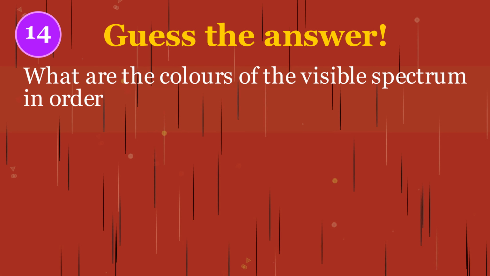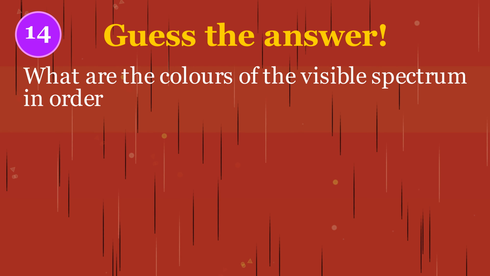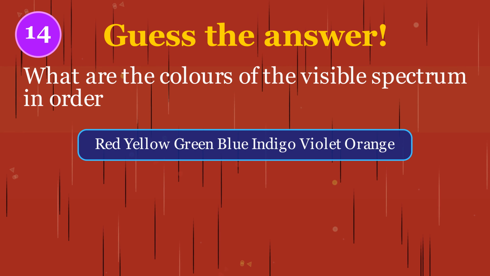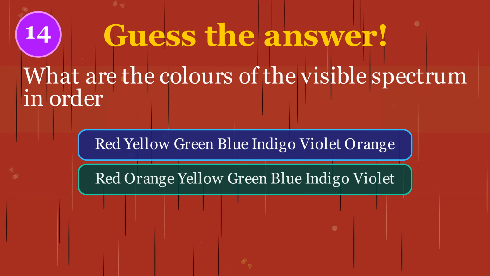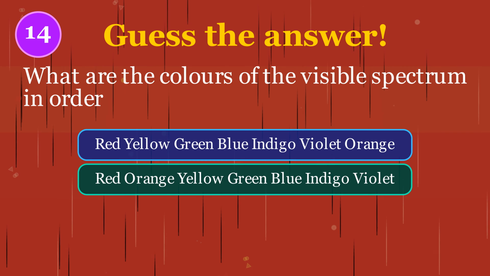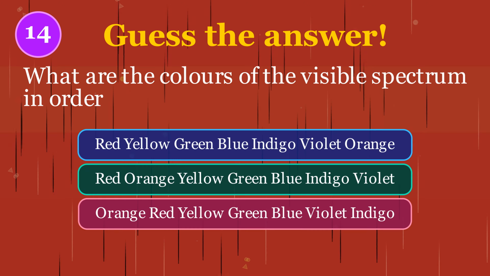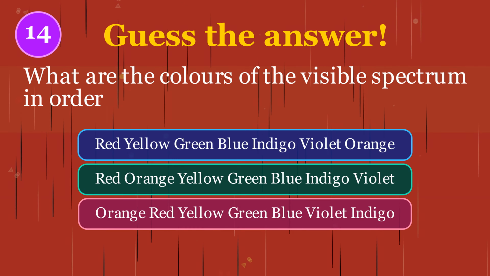What are the colors of the visible spectrum in order? Red, yellow, green, blue, indigo, violet, orange. Red, orange, yellow, green, blue, indigo, violet. Orange, red, yellow, green, blue, violet, indigo.